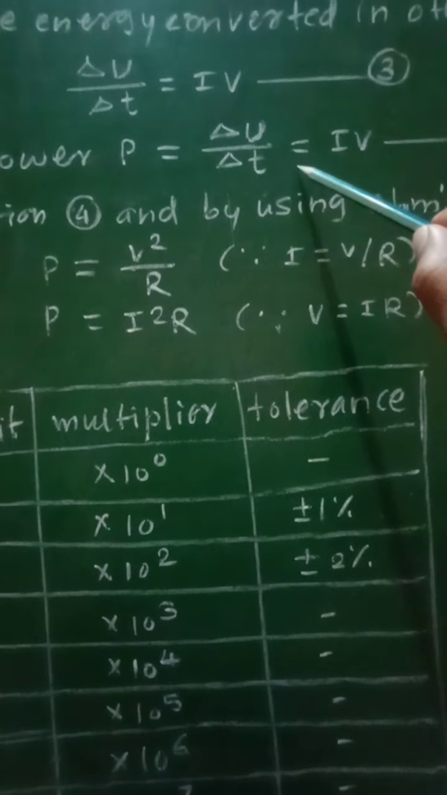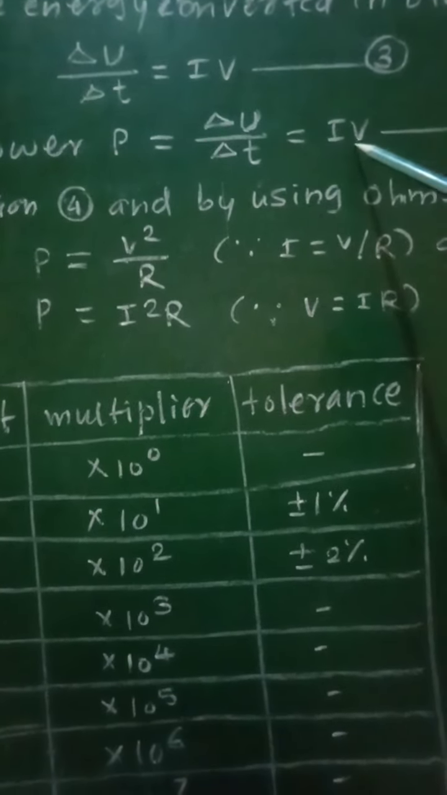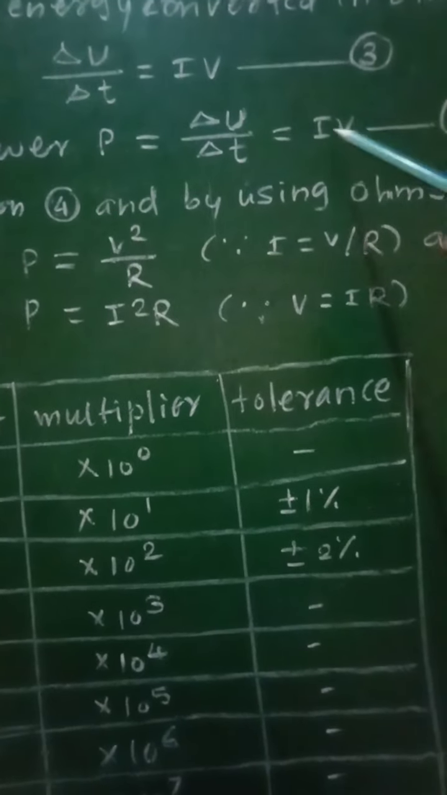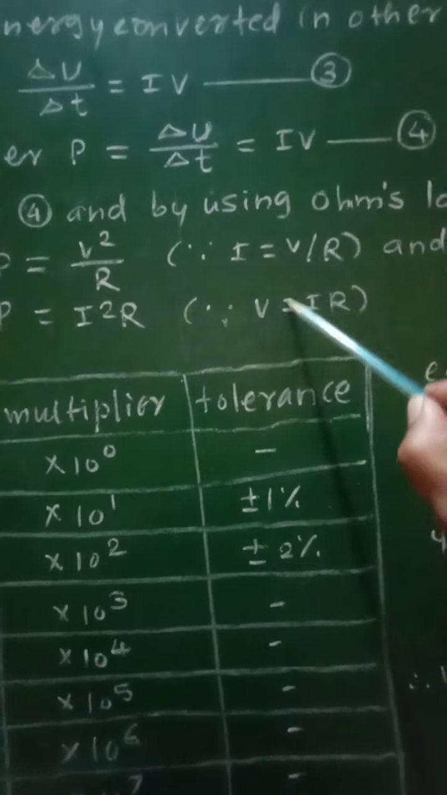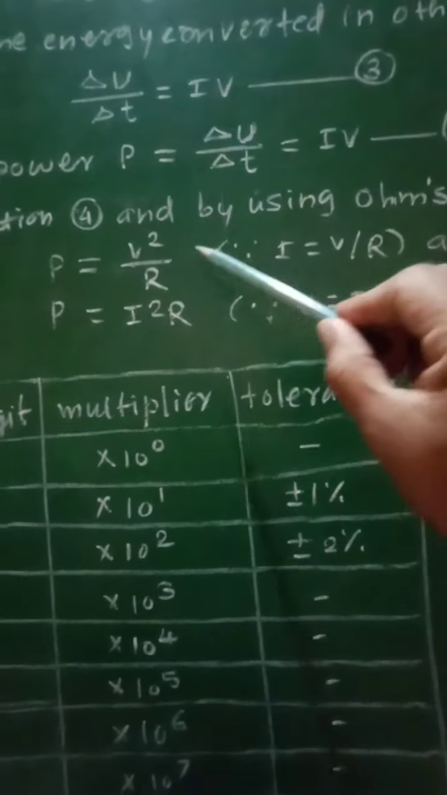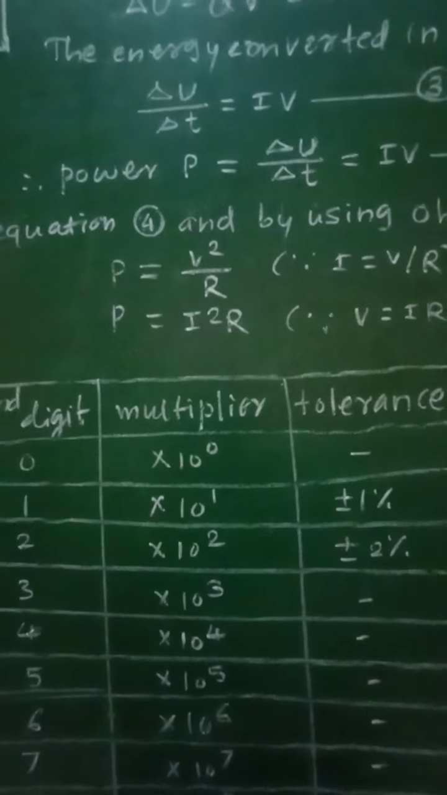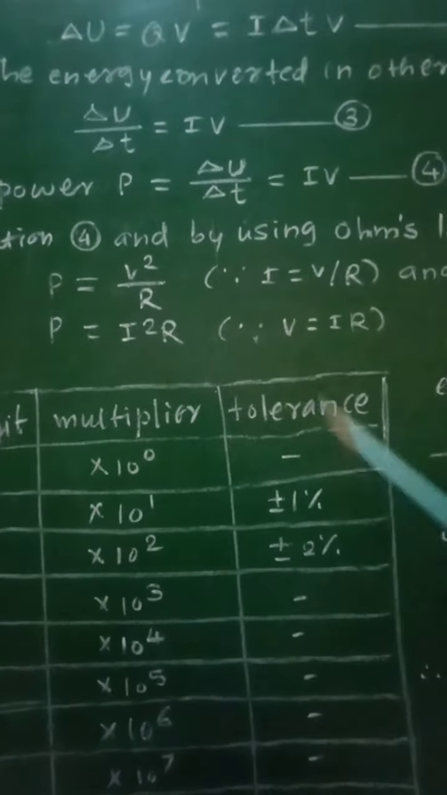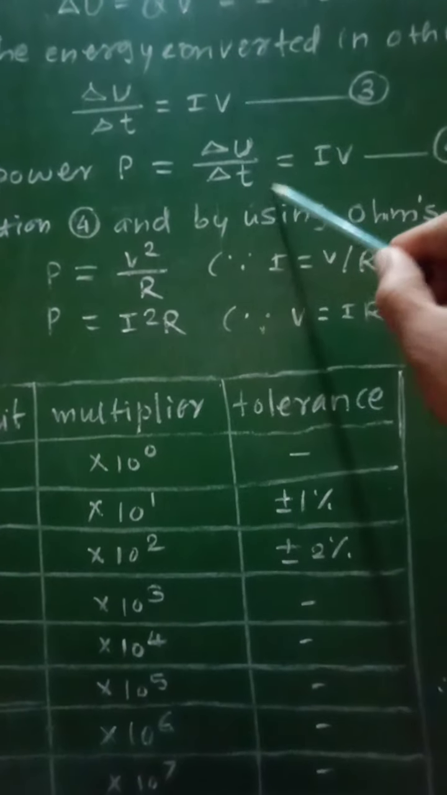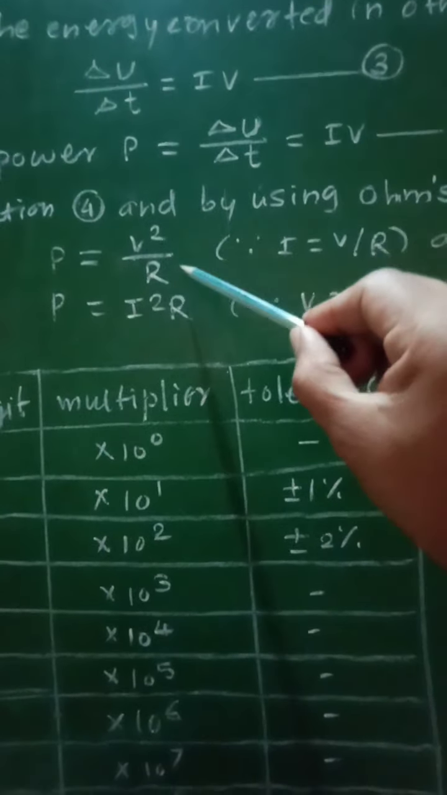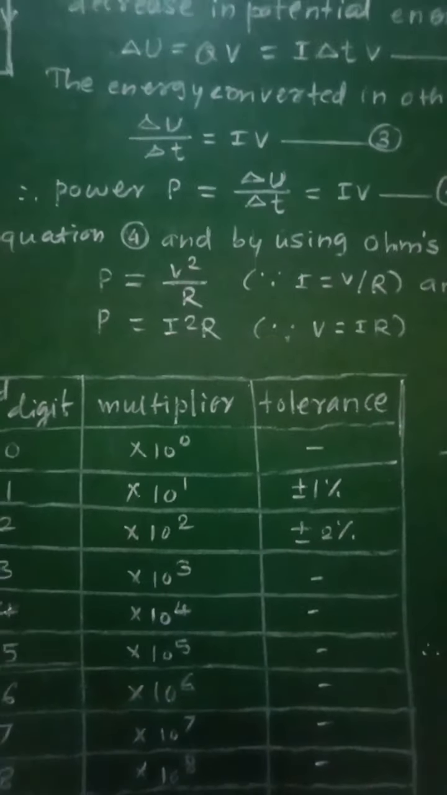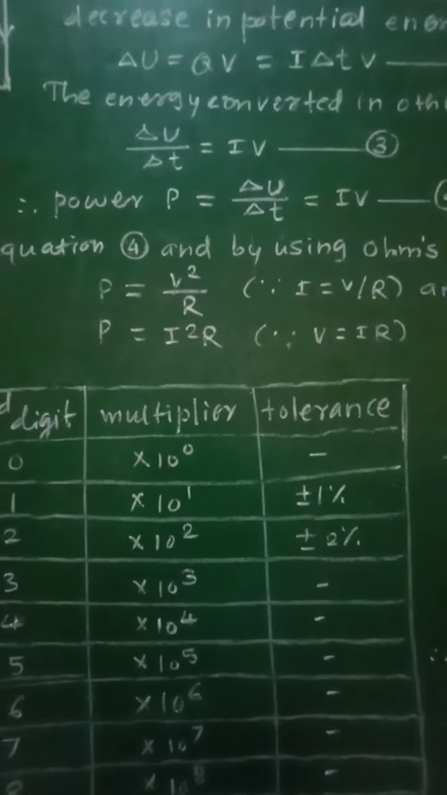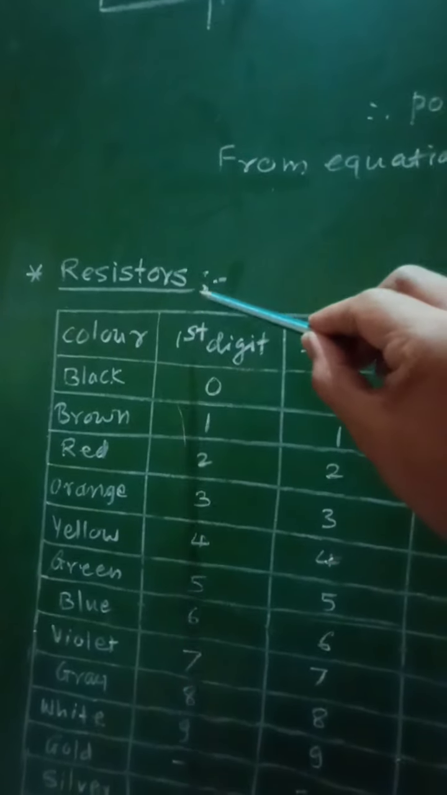Again from equation number 4, in place of phi, if we write IR, then I square R will be the power, since V is equal to IR by Ohm's law. So in this way, from equation 4 and 5, it is clear that the electric power P is given as IV or V square by R or I square R. All these three equations will give us the electric power. And now let us see the next point, that is resistors.